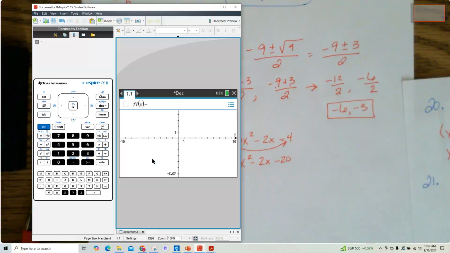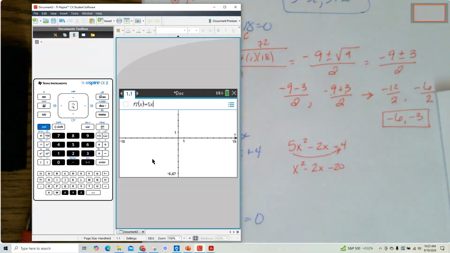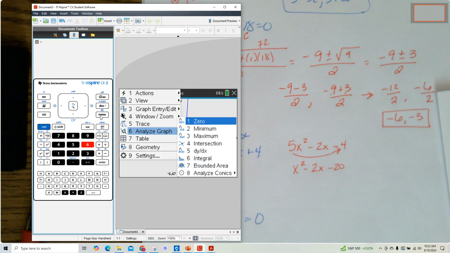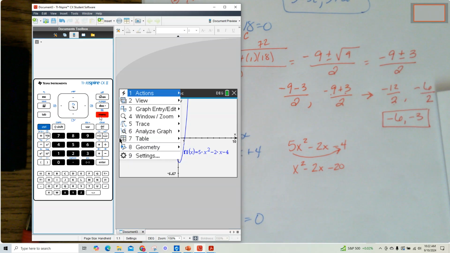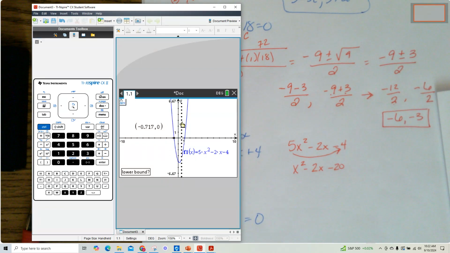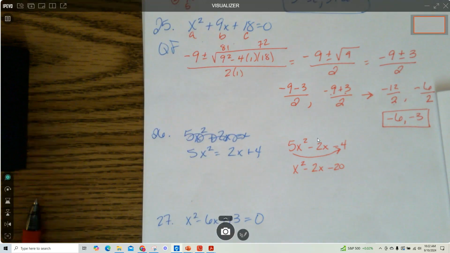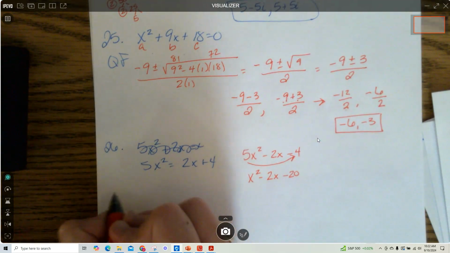The other thing that you can do is you can always graph it and look at it to get an idea of what we're doing. Your calculator will find the x-intercepts. Menu 6, 1, it's the 0, and you can capture them. And so you have an idea of what they are. Okay, but quadratic formula is probably going to be what we need here.